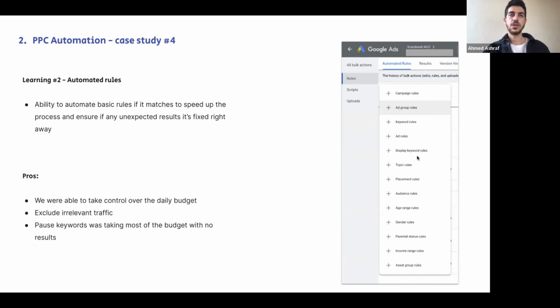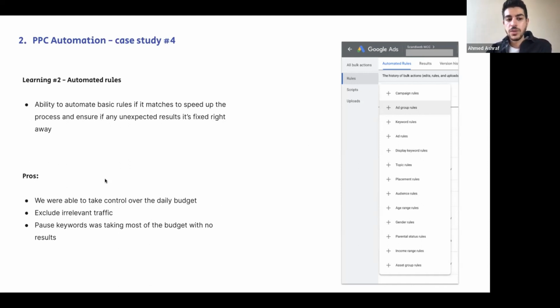So in case you want to make sure your ad is never spending more than X amount of budget, you can build an automated rule, which would ensure that even if your ad spends a little bit more, it stops the ad right away, or optimizes if some specific audience didn't work or perform well. So this is one of the options we were actually adopting in the project.